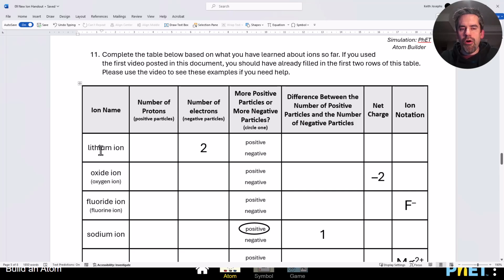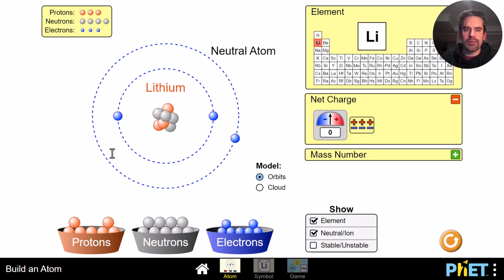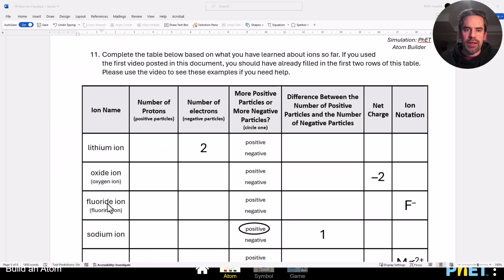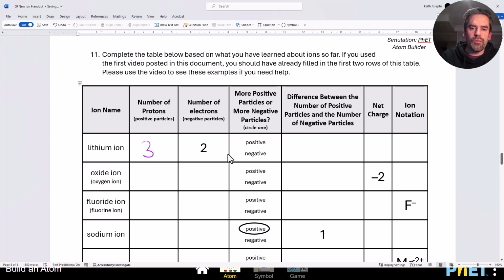Now, all lithium atoms and lithium ions must have 3 protons in it because that is what lithium has. If you change the number of protons, then you would change what type of element or ion you have. So lithium must have 3 protons. So let's add that to this here. 3. Now, because our number of protons is greater than our number of electrons, our positive particles is greater than our negative particles, that means that we have a positive ion.